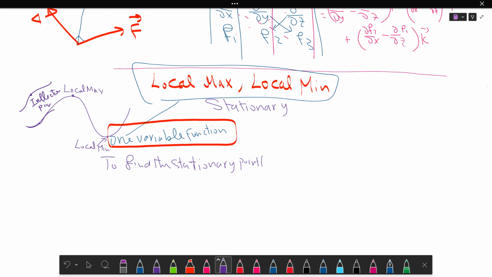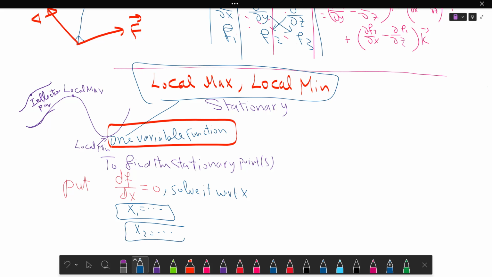Could be one or could be more than one, right? So how to find them? You find them from the first derivative. You have to put df by dx equal to 0, right? Solve it with respect to x. You find the value of x, right? If you have one, that's okay. If you have more than one, that's fine.